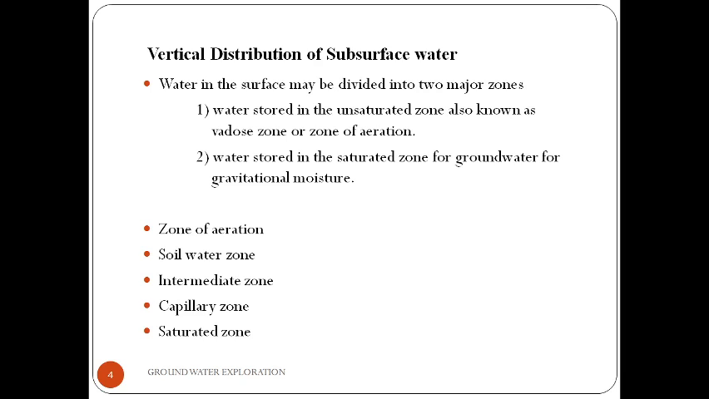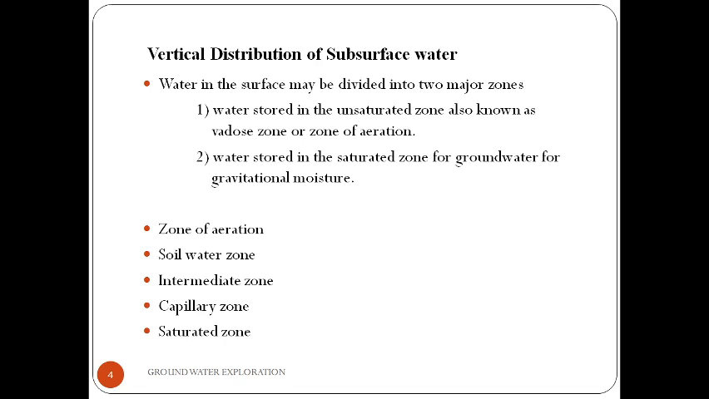Vertical distribution of subsurface water. Here, water in the surface may be divided into two major zones. Number 1, water stored in the unsaturated zone, also known as vadose zone or zone of aeration. Number 2, water stored in the saturated zone, or groundwater or gravitational moisture. In vertical distribution of subsurface water, you can see the various zones, that is soil water zone, intermediate water zone, capillary zone, and the last one is the zone of saturation.